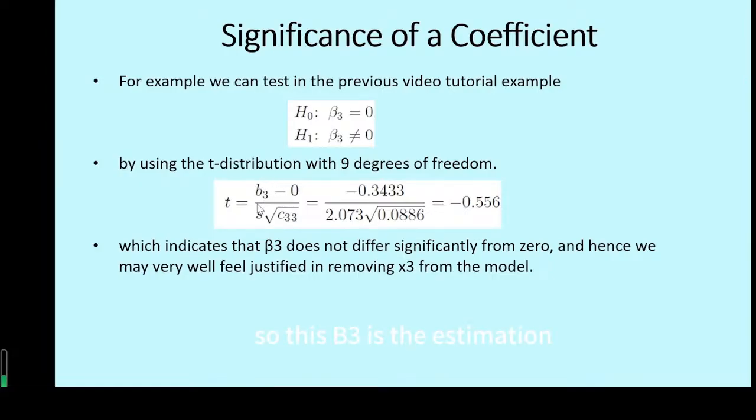B3 is the estimate of the coefficient from the model. We subtract 0, then divide by a term, which is the product of S, the square root of S square, and the square root of C33 from the previous matrix. This term is actually the standard error of B3. The ratio of these two parts is minus 0.556, and it follows a t-distribution with 9 degrees of freedom.